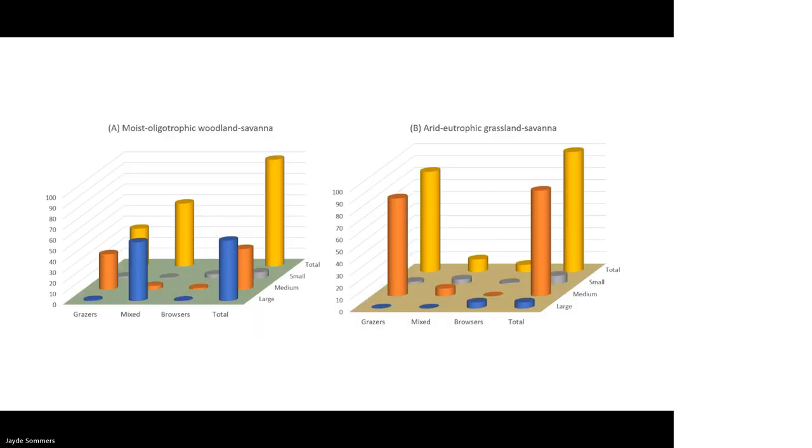The other thing is that each community of, in this case, large mammals, is made up of functional types. And the functional type composition of a community will vary depending upon the environmental condition. And here what I've got, just for illustration, is a large herbivore community in African savannas. These are two African savanna communities. The one is a moist oligotrophic woodland savanna. The other one is an arid eutrophic grassland savanna. The functional types are very crudely defined by feeding style, grazers, mixed feeders, and browsers, and then large, medium, and small body size.